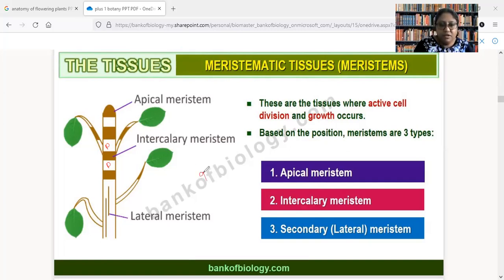What do we mean by the word girth? Girth means breadth. As it is a cylindrical structure, it is nice if you use the word girth, not the breadth. Okay, so let us know more about these meristems.